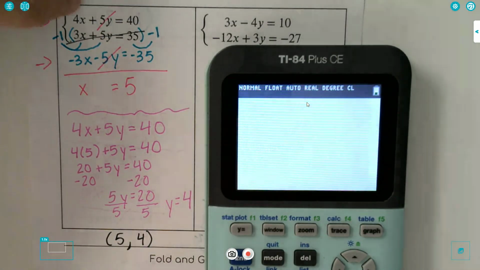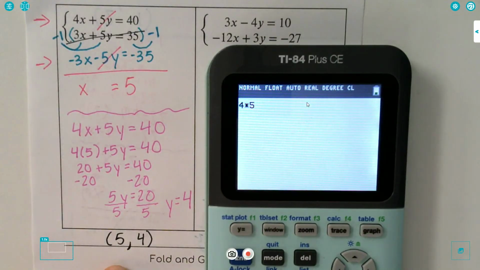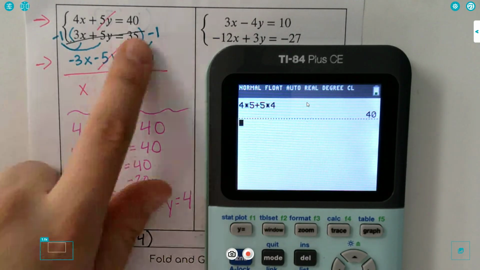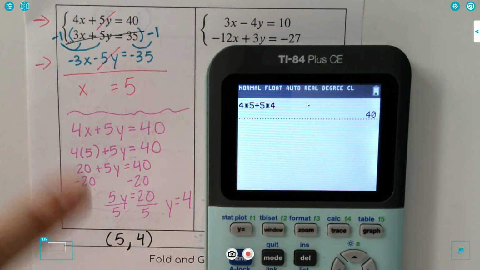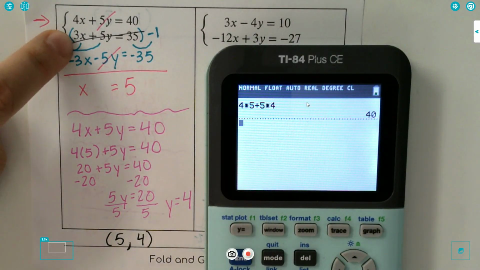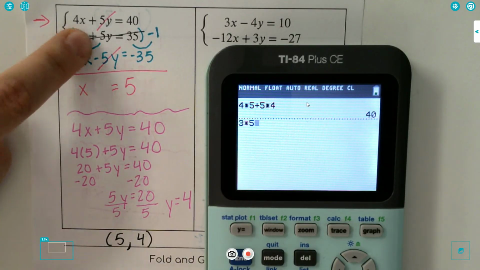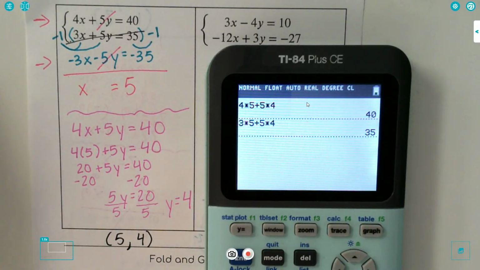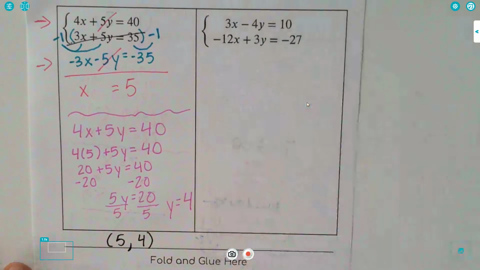So right here I've got 4x plus 5y. So instead of 4x, I'm going to do 4 times 5 plus 5y is going to be 5 times 4. I get 40. So that means that this is a solution to the first equation. Then I have to repeat for my second original equation. So 3x is going to be 3 times 5 plus 5y is going to be 5 times 4 equals 35. So you can always plug in both x and y to make sure it's a solution to both x and y in both equations. Okay, any questions right now?